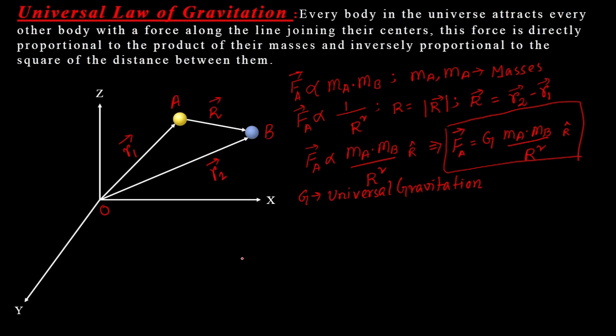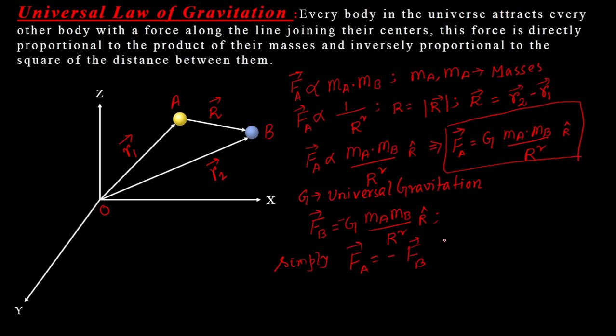Now if you wish to calculate the force on the object B due to the object A, then we simply write this as Fb equals G ma mb by r square r cap with a minus sign here. So you can see that Fa and Fb are equal in magnitude, but directionally they are opposite. So simply Fa equals minus Fb. This is the Newton's law of gravitation in mathematical form.